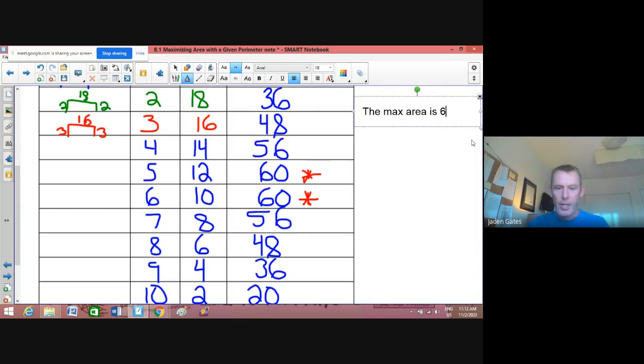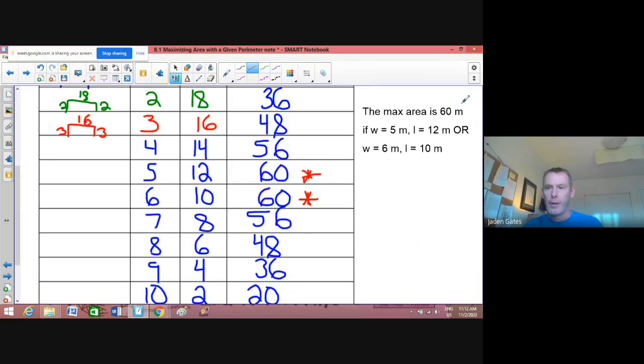is 60 meters squared if my width is equal to 5 meters and the length at the same time would be equal to 12 meters, or width is equal to 6 meters and the length is equal to 10 meters. And again, that is where we have the case of 60 meters squared.